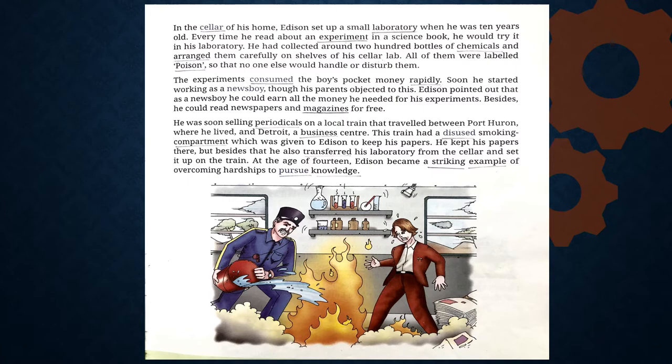When he grew up, he became a newsboy on the train. He started selling periodicals on a train which traveled between Port Huron, where he lived, and Detroit, which was a business center. This train had a disused compartment, which was a smoking compartment, which was not in use anymore. And he used to keep his periodicals in that compartment, and he also shifted his laboratory from his cellar to the train.